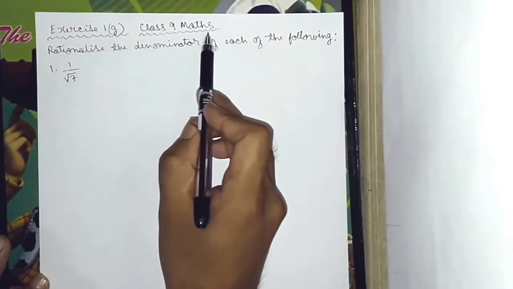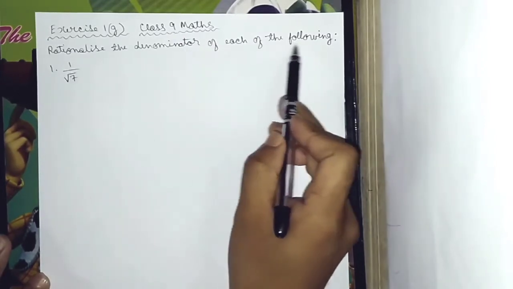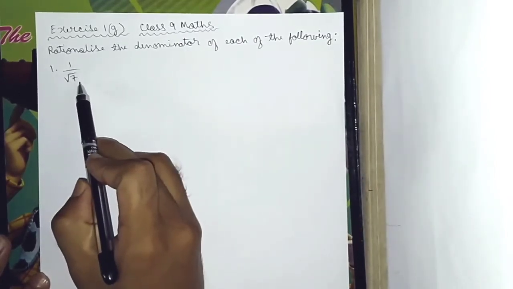Exercise 1G, class 9 maths. Rationalize the denominator of each of the following. Number 1, 1 by root 7.